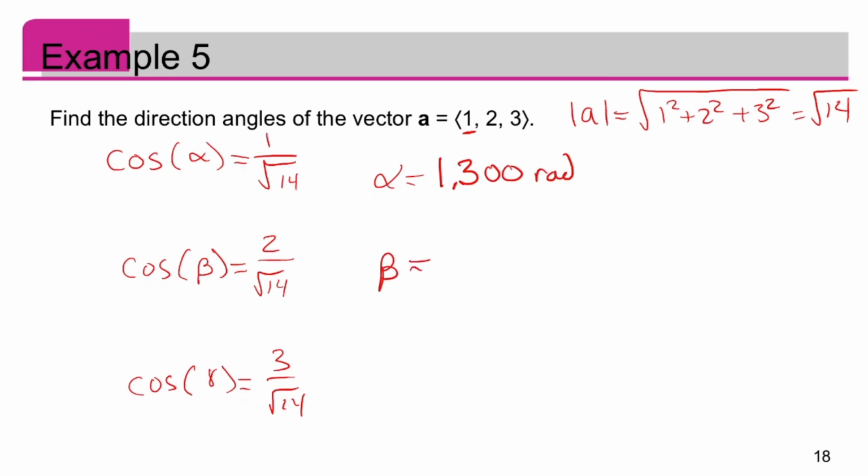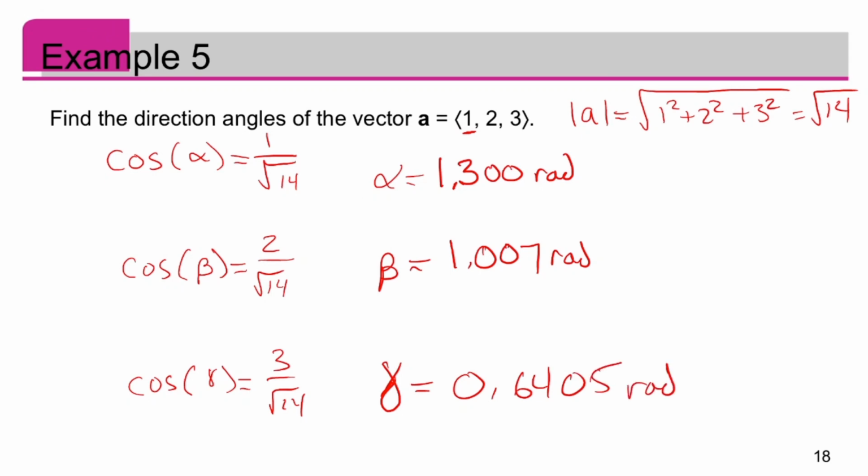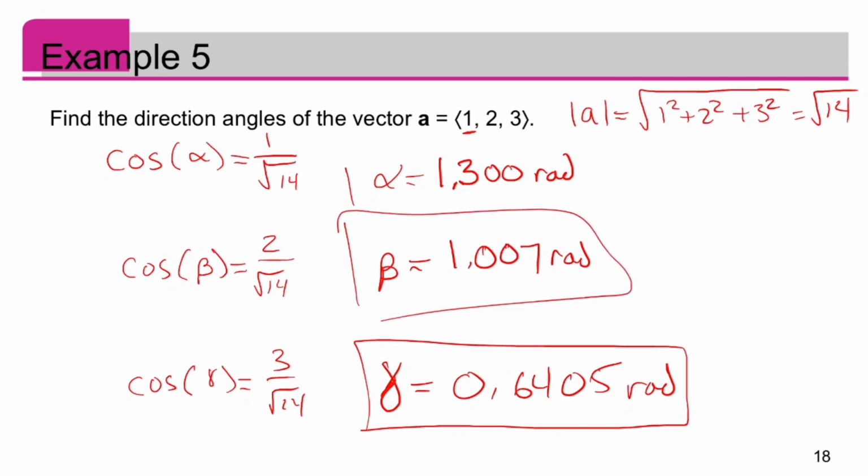So then beta is the inverse cosine of 2 over radical 14. Interesting. Radians. And then gamma is the inverse cosine of 3 over radical 14, 0.6405 radians. So this particular vector makes sense. It has the smallest angle when you compare it with the z-axis.